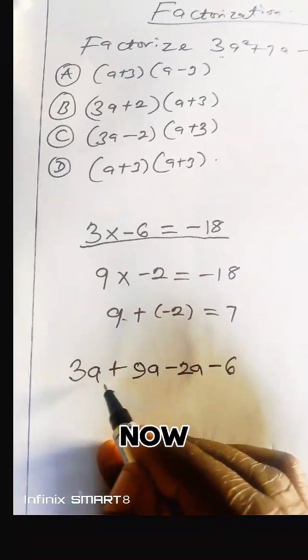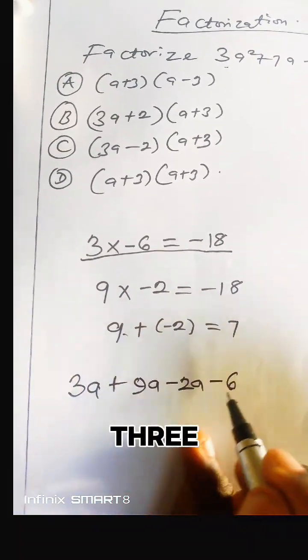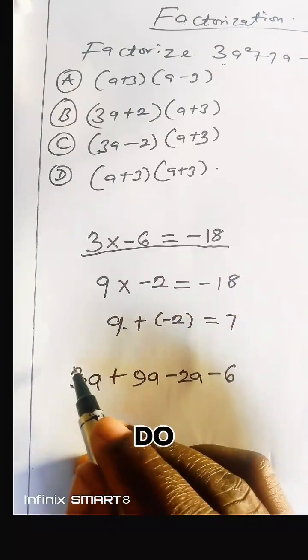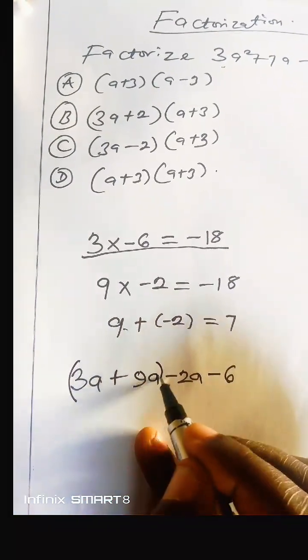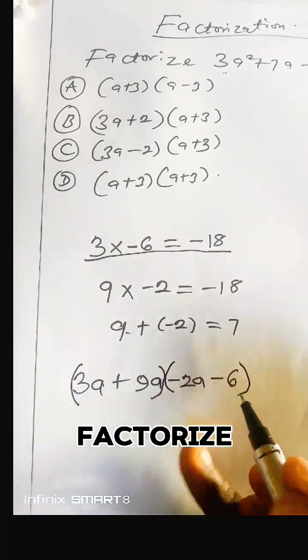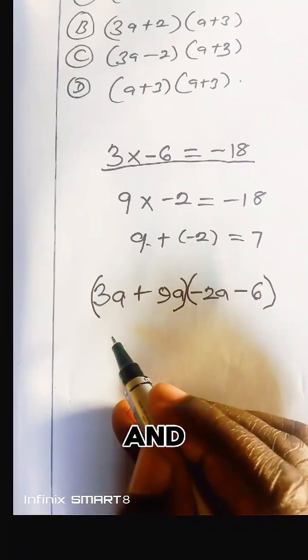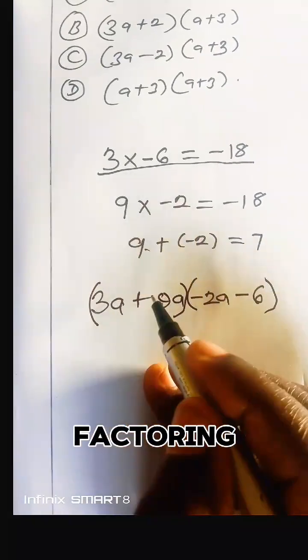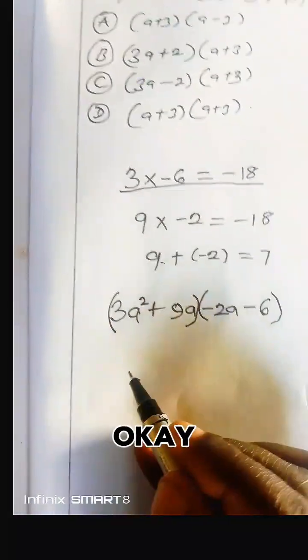Now you can see that I have how many terms? I have 1, 2, 3, 4 terms. What am I going to do with the 4 terms? I'm going to group them and factorize. I'll group and factor. So what do I mean by grouping and factoring? Sorry, I'm supposed to write square here.